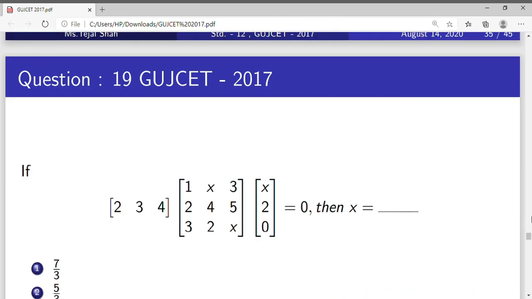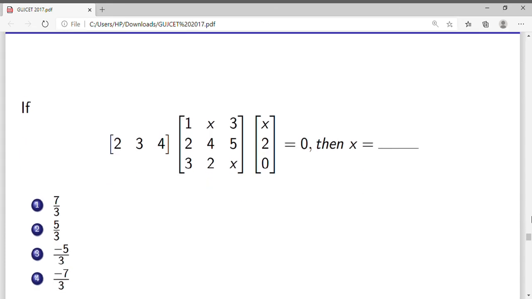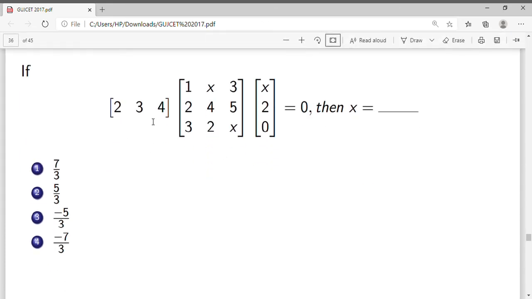Question number 19, GUJCET 2017. If the first matrix is 2 3 4, the second matrix is 1 x 3, 2 4 5, 3 2x, and the third is x 2 0, equal to 0, then x equal to blank. First option is 7 by 3, second option is 5 by 3, third option is minus 5 by 3, and fourth option is minus 7 by 3. Here matrix multiplication is given. Okay, so multiplication of three matrices is given, which is the same as 0. After matrix multiplication, use the concept of equality of matrices, and on that basis find the value of x.